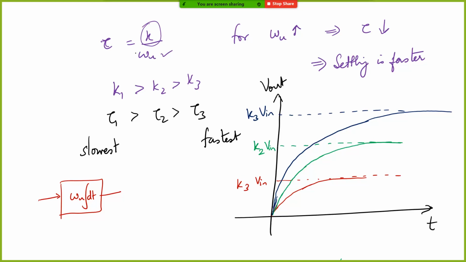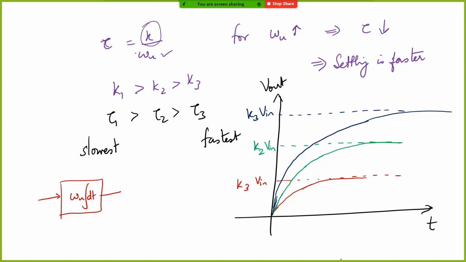We will see that omega u is also called the unity gain frequency. Probably we will do that next class. But not only does it depend on omega u, it also depends on the value of the gain. So for any negative feedback analog system, if it's a first order system, the integrator's omega u, the unity gain bandwidth of the integrator, as well as the division ratio or the feedback factor, both play a role in determining how fast your settling happens.